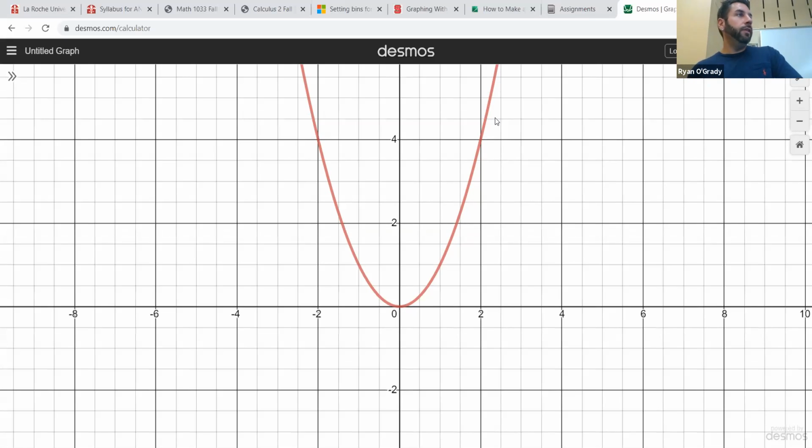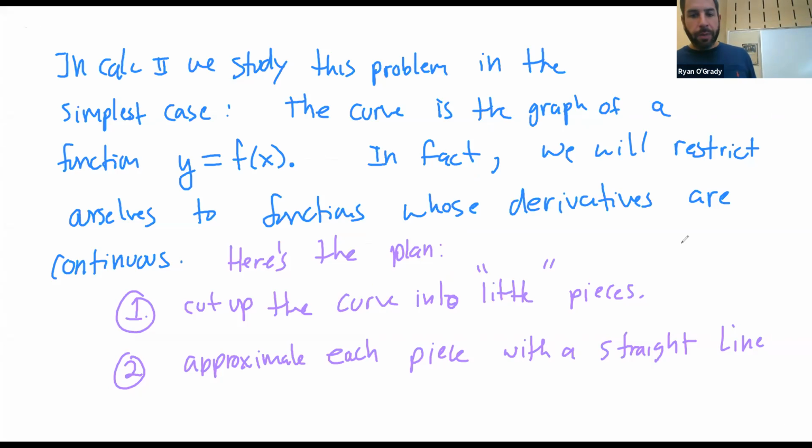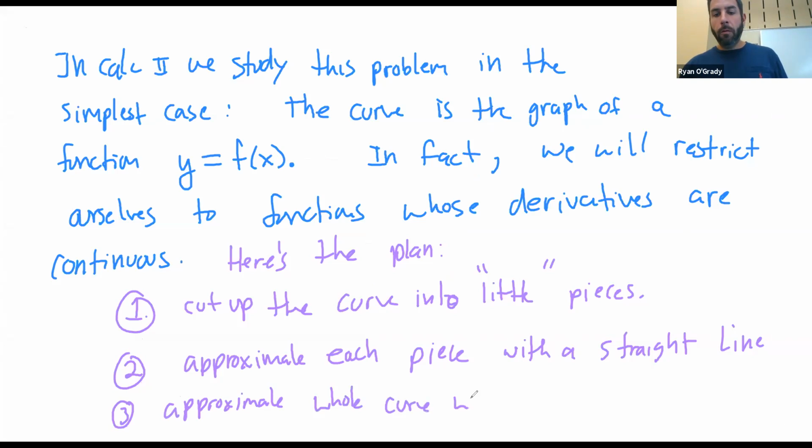Some of you get to do that in physics and calculus. The point is, curves, if you zoom in on them, you can approximate them with straight lines. So I don't think anybody's going to disagree with that. All right, good. So once we approximate each piece with a straight line, we approximate the whole curve with all the straight lines.